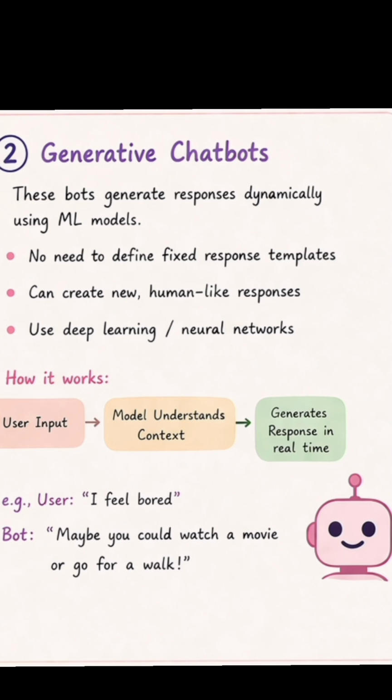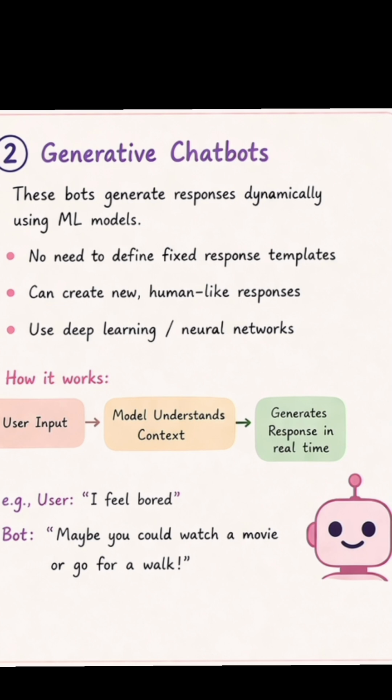Okay, then the second type of chatbot is the generative chatbot, in which these bots generate responses dynamically using machine learning models. It doesn't use a predefined response. It creates the response dynamically using machine learning models. So there is no need for a fixed response template, and it can create new, human-like responses. It uses deep learning or neural networks. So how does it work? First we input the user input, then the model extracts the context, then generates a response in real time.